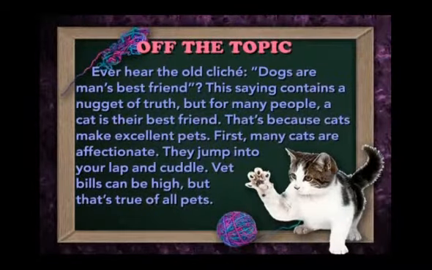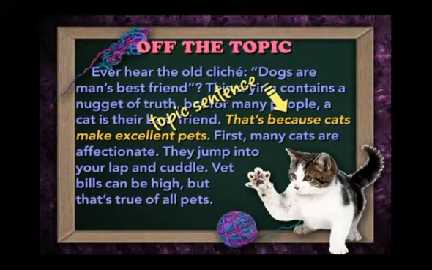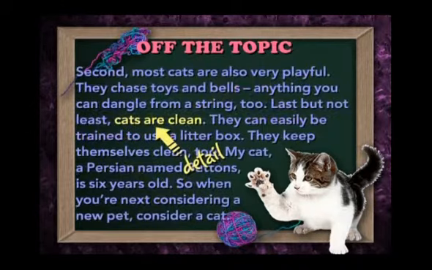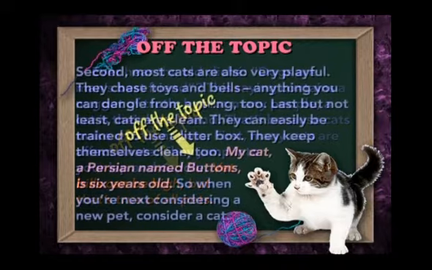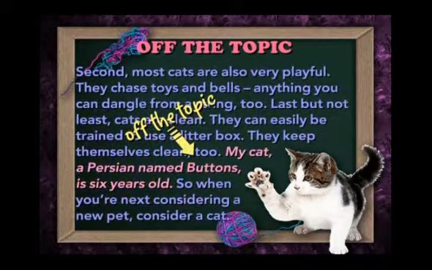In this particular paragraph, the topic sentence is, "That's because cats make excellent pets." So what you're going to do is find all of the details about cats being excellent pets. For example, they're affectionate. Well, that shows how they're excellent pets. They're clean. That shows how they're excellent pets. The two sentences that jump out because they don't show how cats are excellent pets are, "Vet bills can be high, but that's true of all pets," and "My cat, a Persian named Buttons, is 6 years old." Those two sentences do not show how cats can be excellent pets.